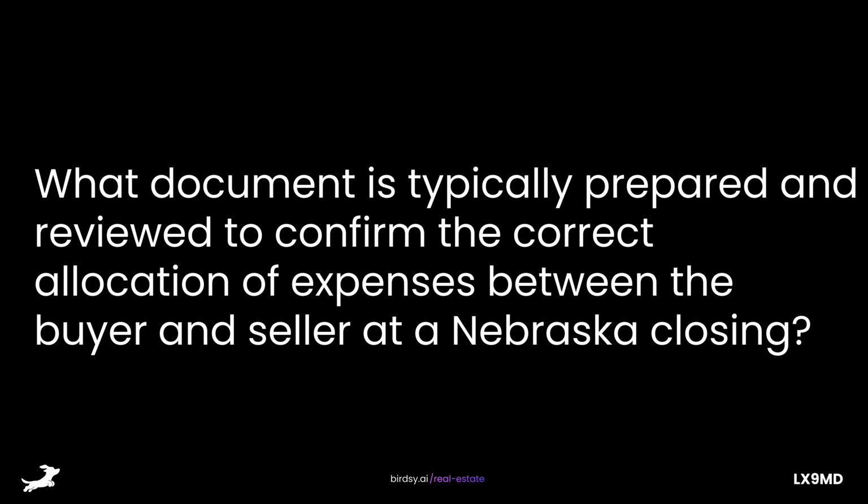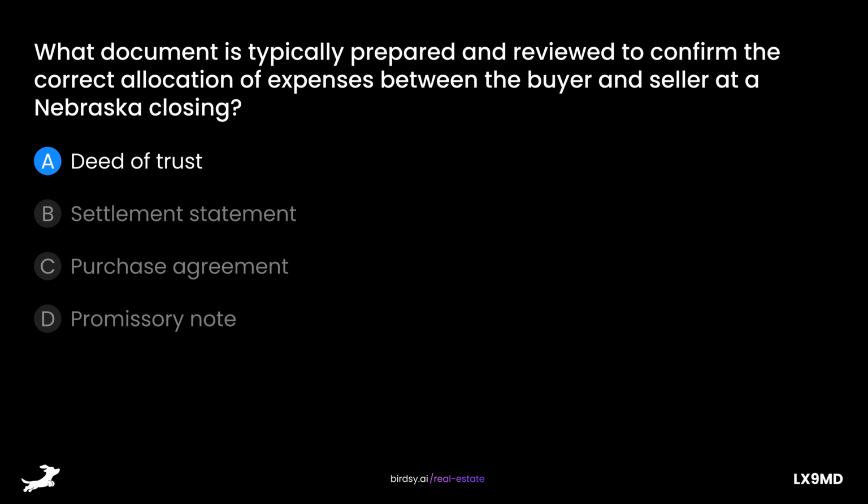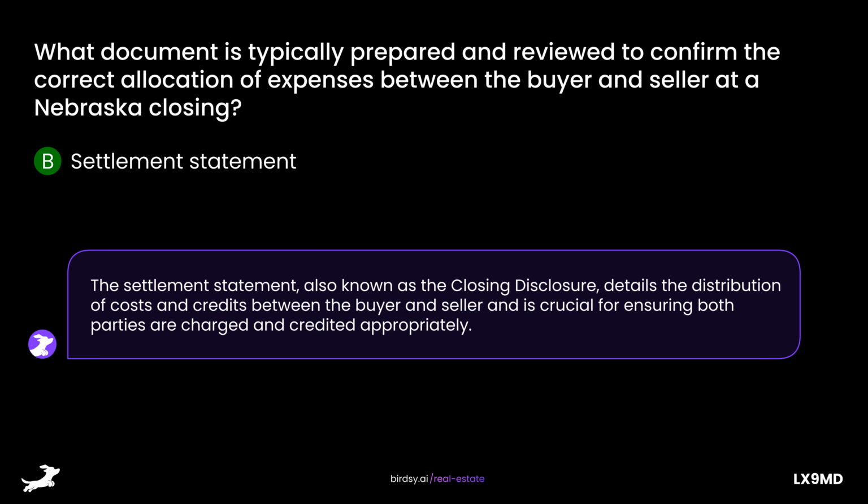What document is typically prepared and reviewed to confirm the correct allocation of expenses between the buyer and seller at a Nebraska closing? Is it A, deed of trust, B, settlement statement, C, purchase agreement, or D, promissory note? The answer is B, settlement statement. The settlement statement, also known as the closing disclosure, details the distribution of costs and credits between the buyer and seller and is crucial for ensuring both parties are charged and credited appropriately.